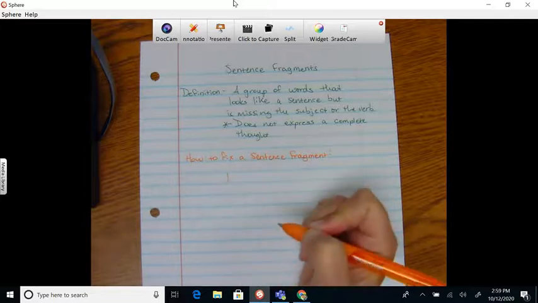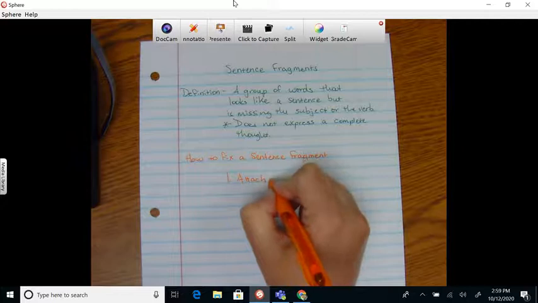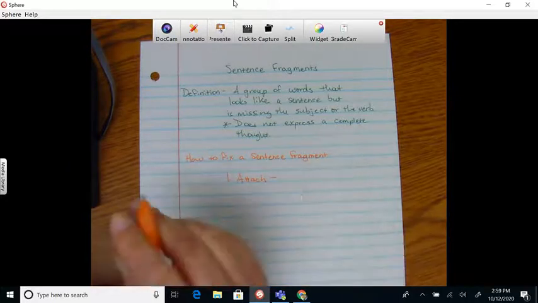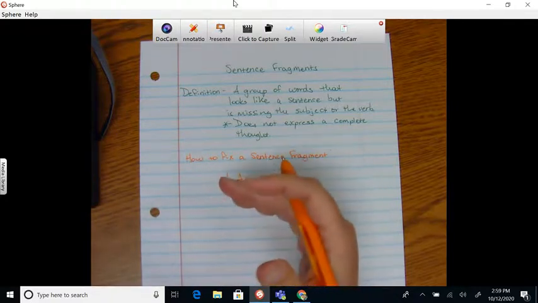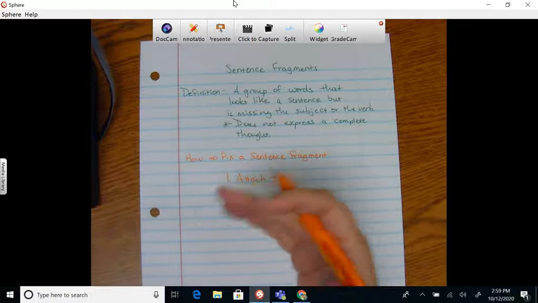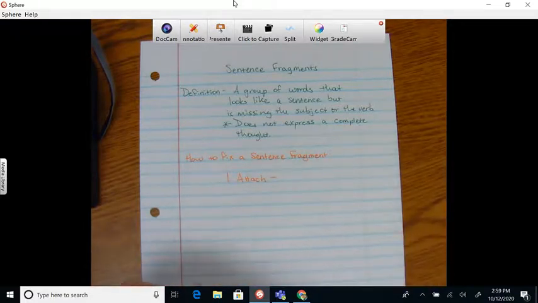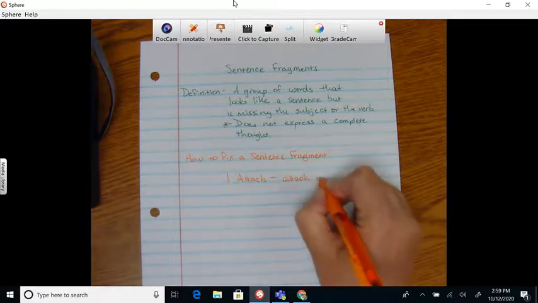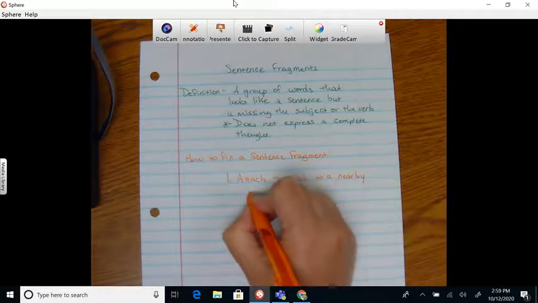Step one, you can try attaching it. Just look around that sentence fragment, look around it. See if there is something that has the rest of the thought with it that maybe you can tack it on to. So you're going to try to attach it to a nearby sentence.